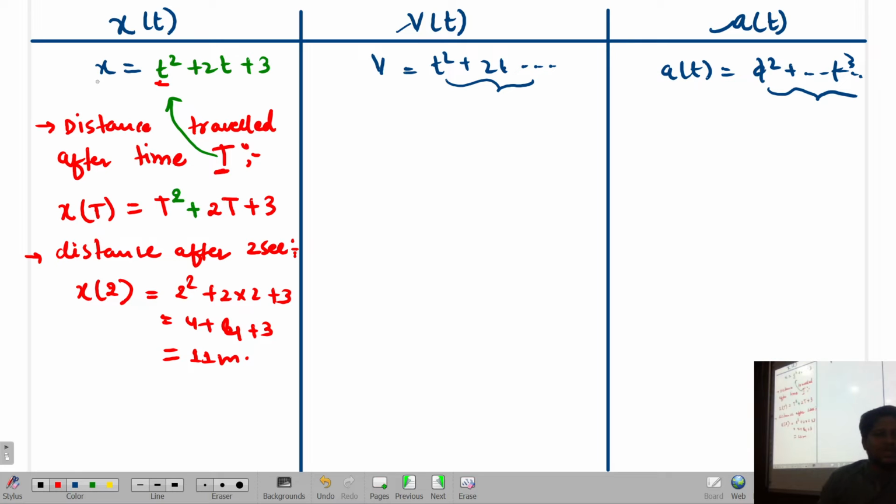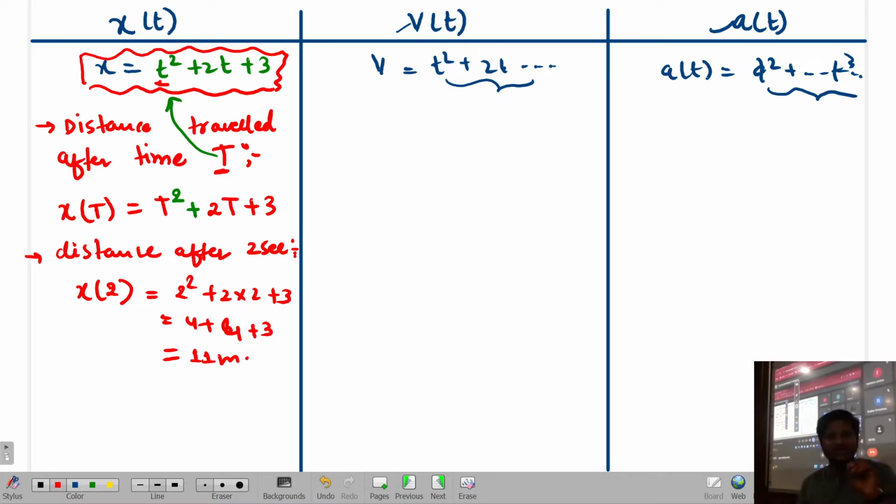So if the position of the particle varies with this kind of equation, and someone asks you to find the distance traveled by the body after 2 seconds, what will be your answer? Just replace t with 2 seconds over here, and you will get the answer. Understood or not? Easy peasy.